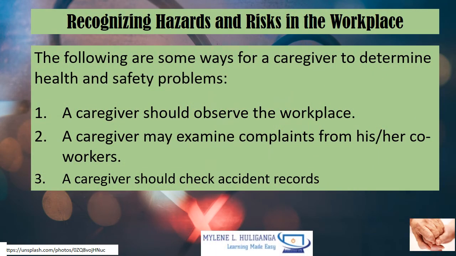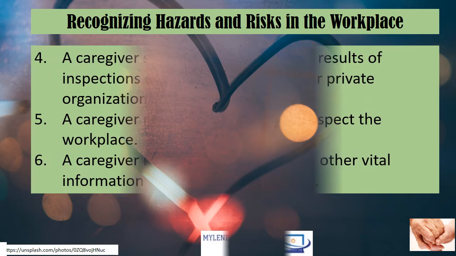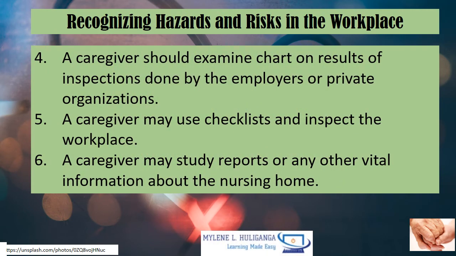The following are some ways for a caregiver to determine health and safety problems. First, a caregiver should observe the workplace. Next, a caregiver may examine complaints from his co-workers. Number 3, a caregiver should check accident records. Number 4, a caregiver should examine charts on results of inspections done by the employers or private organizations. Number 5, a caregiver may use checklists and inspect the workplace. And number 6, a caregiver may study reports or any other vital information about the nursing home.